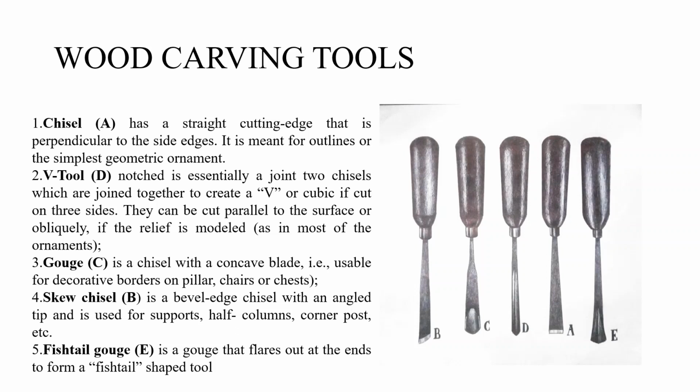most of the ornaments. The gouge is a chisel with a concave blade, usable for decorative borders on pillars, chairs, and chests. The skew chisel is a bevel edge chisel with an angled tip and is used for supports, half columns, corner posts, etc. The fishtail gouge is a gouge that flares out at the ends to form a fishtail shaped tool.